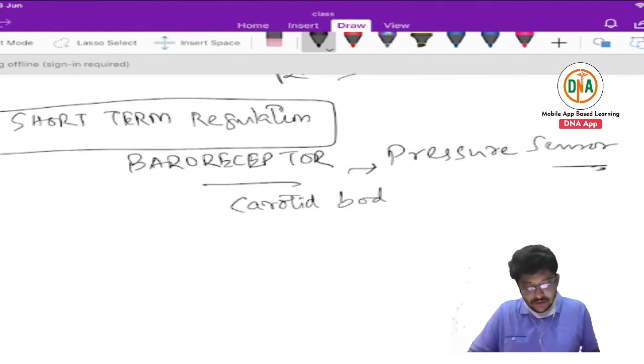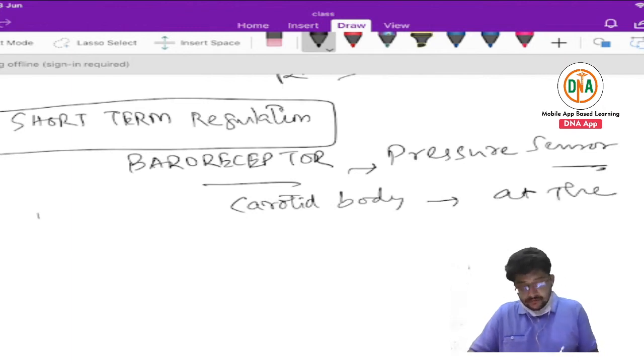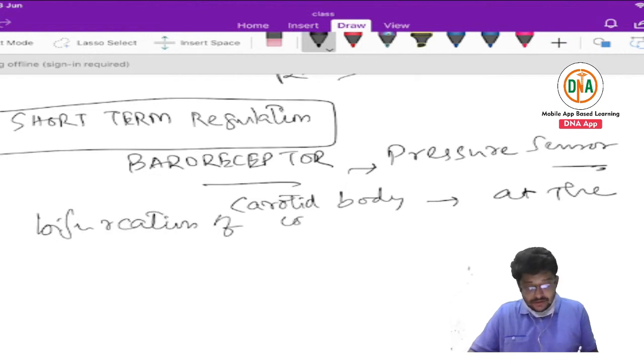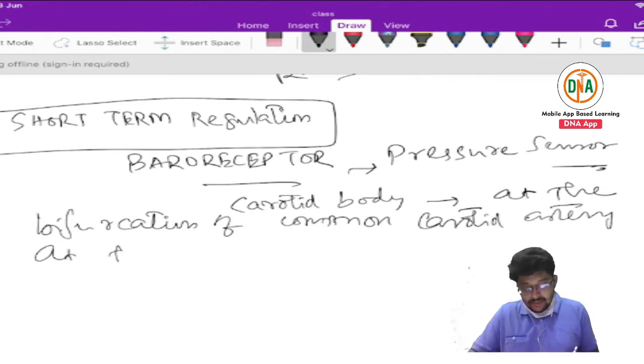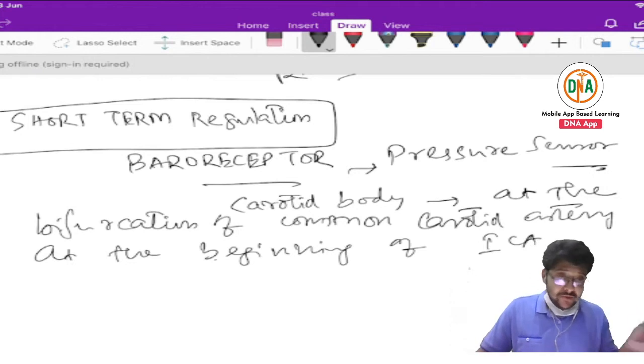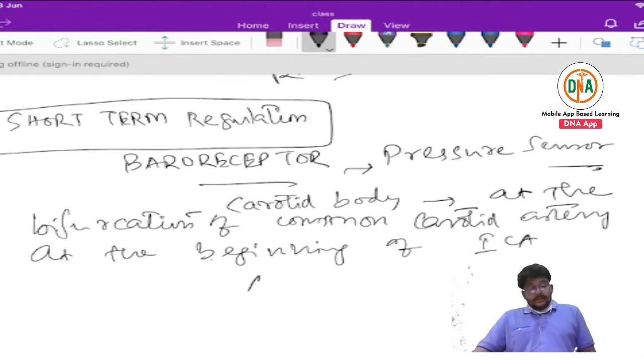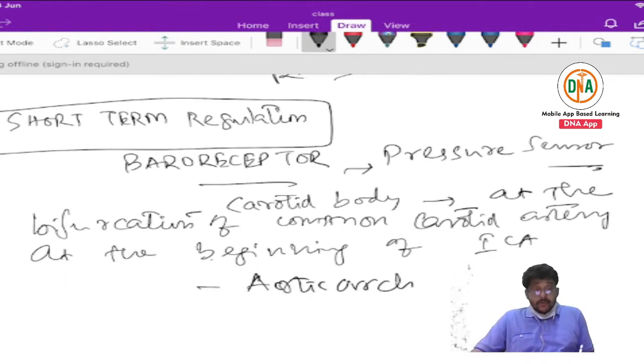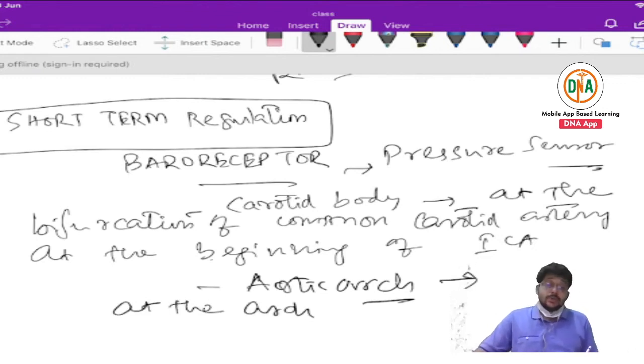The carotid body, which is located at the bifurcation of the common carotid artery, at the beginning of the ICA, internal carotid artery, there at the tunica adventitia, where baroreceptor is present. The other is the aortic arch. Where is this present? It is present at the arch of aorta, again at the tunica adventitia.